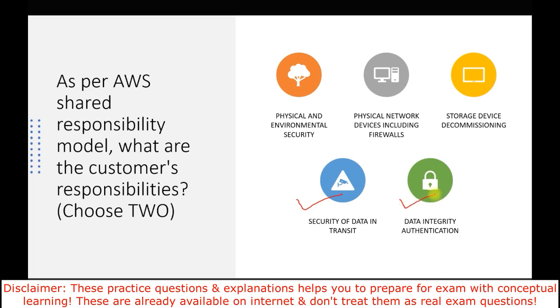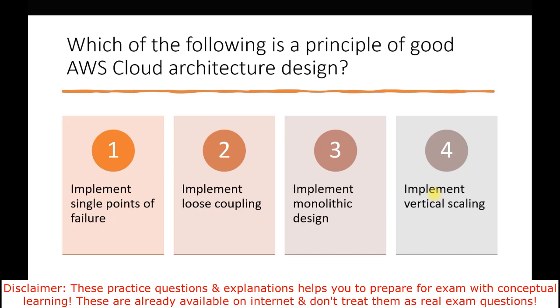Now we will talk about the next question. In this question, they are asking which of the following is a principle of good AWS cloud architecture design. This question can help you understand the solution architect level exam as well, but it's a basic question, so we can consider it for cloud practitioner. The first option is implement single point of failure. I think this is not correct, because we always try to avoid a single point of failure whenever we design or plan anything. So this is not correct.